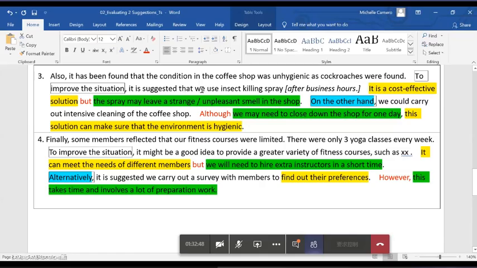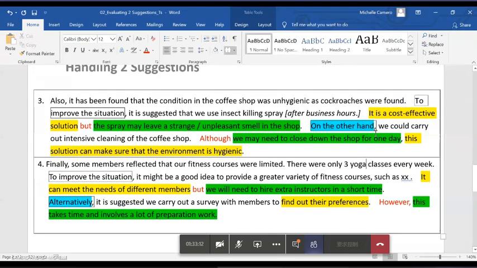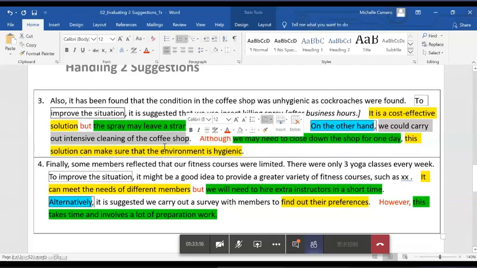All right, so here is solution 1. Use insect killing spray. It is a cost-effective solution. That is the advantage, but the spray may leave a strange smell in the shop, or you could say, but the spray may leave an unpleasant smell in the shop. That's the disadvantage. They use the word but to show the relationship between the advantage and disadvantage. Here they used on the other hand to introduce solution 2. So you can say on the other hand, comma, we could carry out intensive cleaning of the coffee shop. That is solution 2.